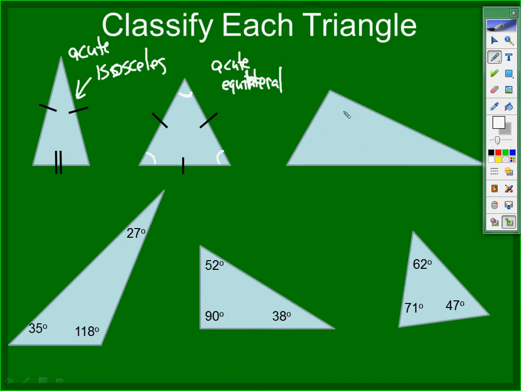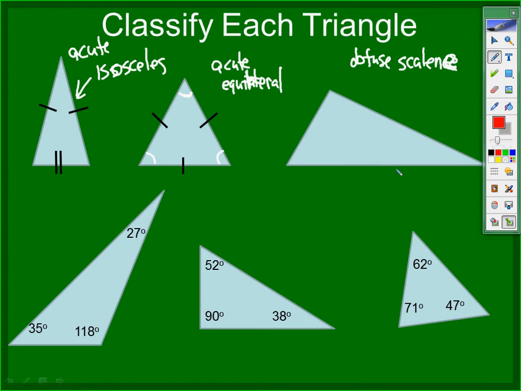And my final triangle on the top here, I can see I've got one angle that's greater than 90 degrees, which tells you it is obtuse. And it appears that all three sides are different lengths, which means that this is an obtuse scalene triangle.